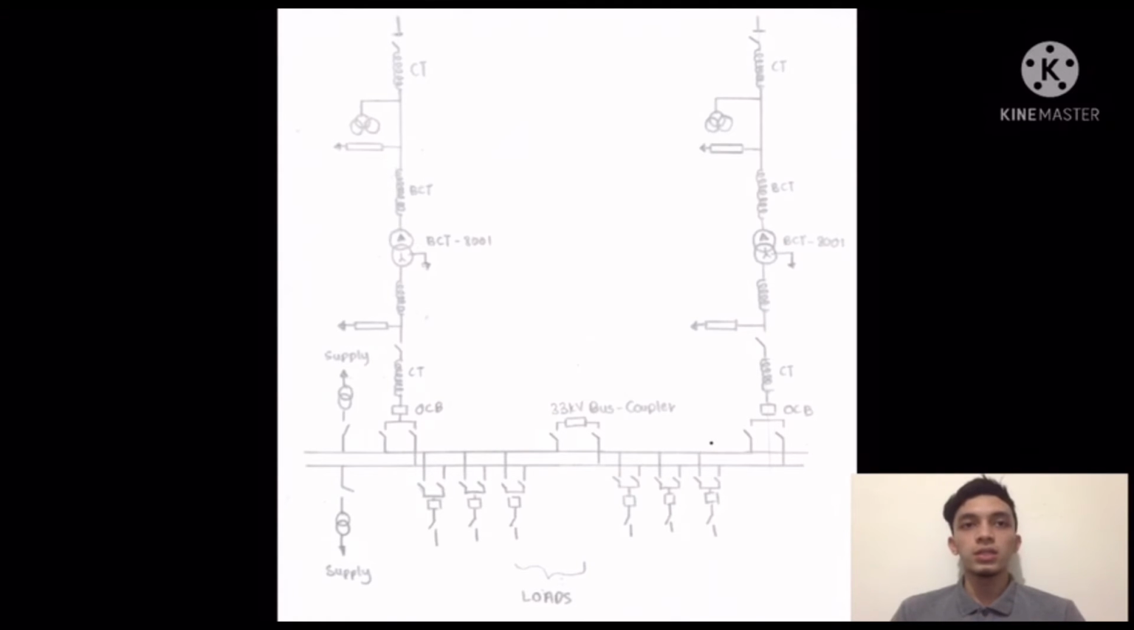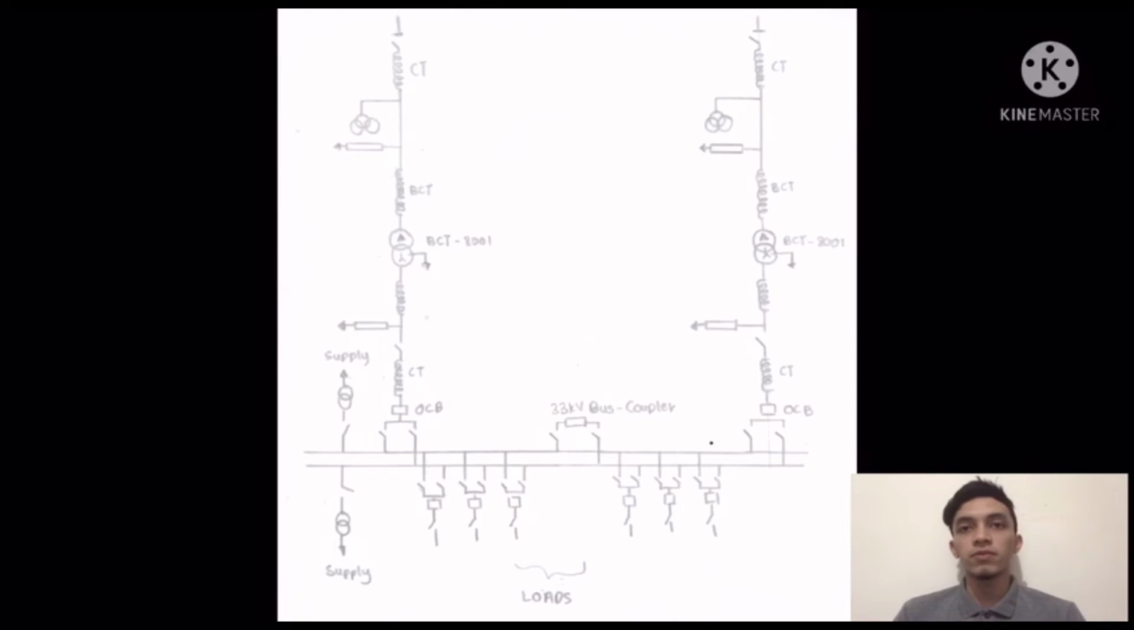Firstly, in this substation there are two incoming supplies. The supply will flow through all the components such as current transformer, oil circuit breaker, bus bar, loads and potential transformer. Then it will energize the indicator and all the loads. So each incoming supply will supply its own load.